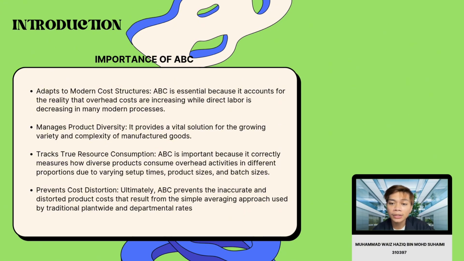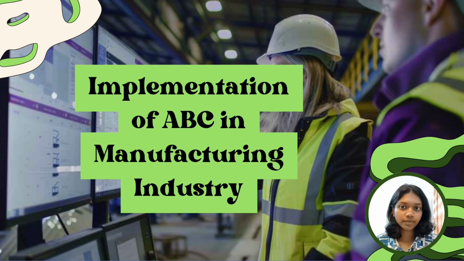And third, it tracks true resource consumption. ABC is important because it correctly measures how diverse products consume overhead activities in different proportions due to varying setup times, product sizes, and batch sizes. And lastly, it prevents cost distortion. Ultimately, ABC prevents the inaccurate and distorted product costs that result from the simple averaging approach used by traditional plant-wide and departmental rates.